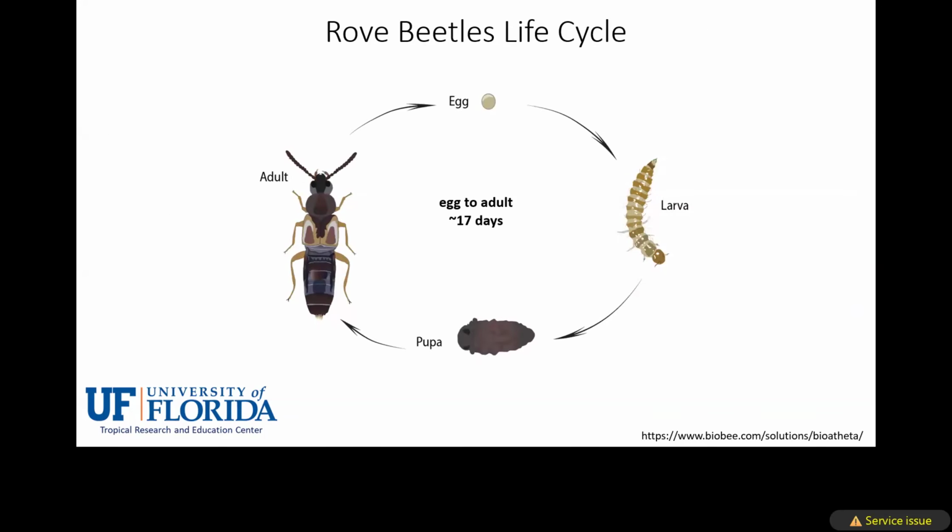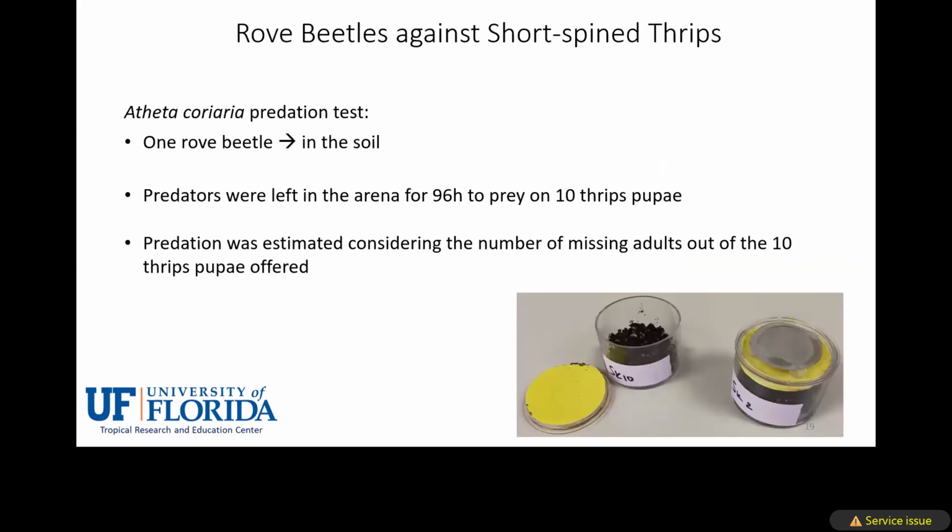The life cycle of the rove beetle also has a larval stage and is quite fast compared to the other ones. It takes around 17 days under optimal conditions. And so you have the egg, the larvae, the pupae, and the adult stage.